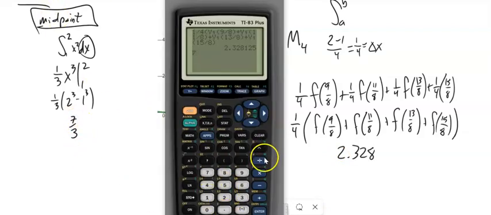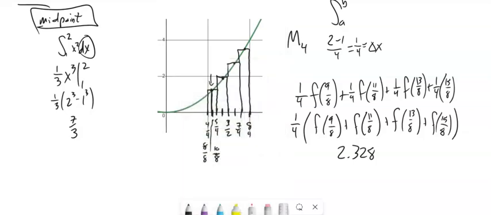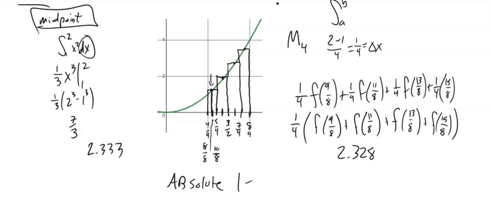The actual value is 7/3. Pretty darn close, right? I'm off by just a little bit. So that gets me thinking about error, and there are two different types of errors I can think about here. One of them is the absolute error, and the actual value is 2.3 repeating. Absolute error is just how far off you are, and we don't care about positive or negative. So it's actual minus estimate. If I went 2.333 minus 2.328, I'm off by about 0.005.